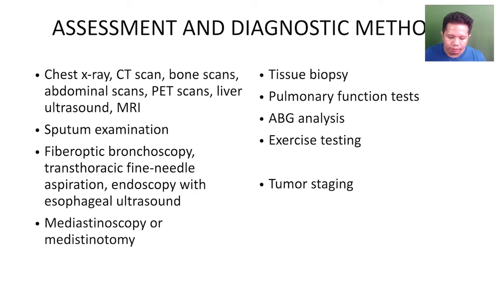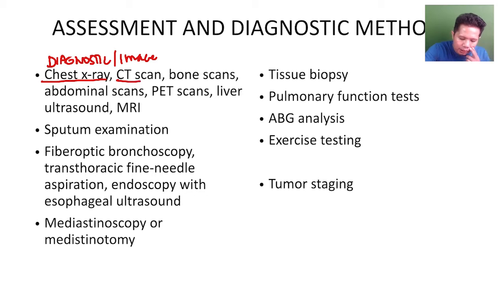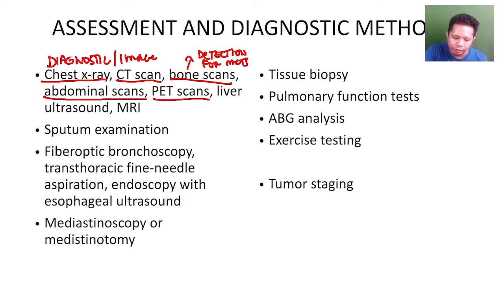Okay, next one, for the assessment, we have your diagnostics or imaging. Paulit-ulit na yan: CT scan, chest x-ray, CT scan, bone scans. Sir, why do we have bone scans? Usually this one would be for detection of metastasis. We have abdominal scans for late in PET, as we have discussed in the previous videos. Liver ultrasound and MRI. We have also our sputum examination to determine if there is bleeding.